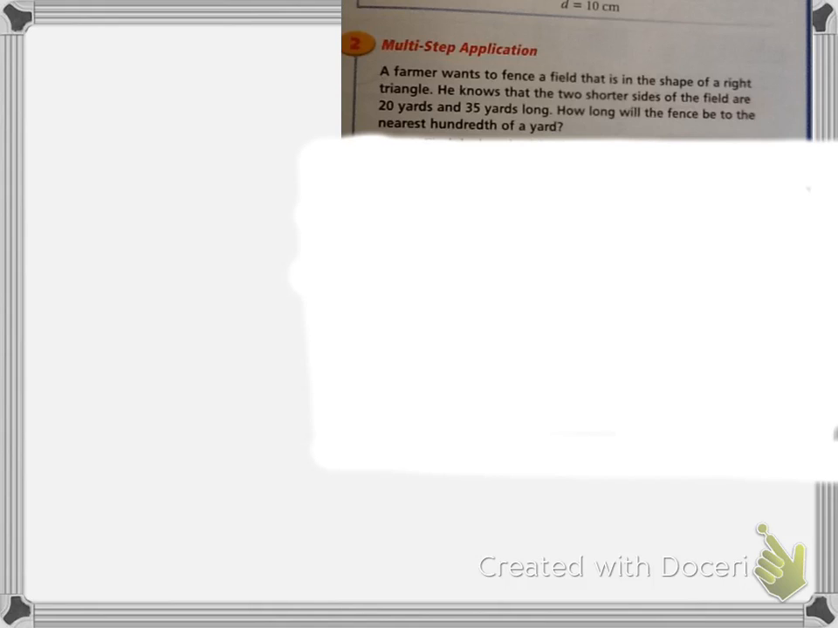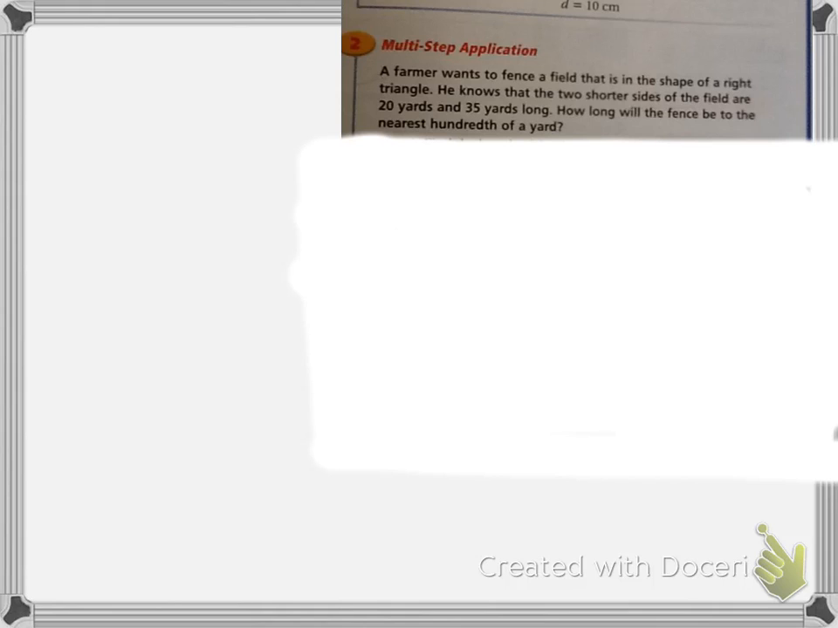So for this question, we're going to be reading about how to apply what we're learning in 9-2, which is finding the perimeter and area of triangles and trapezoids. So let's read the question. A farmer wants to fence a field that is in the shape of a right triangle. He knows that the two shorter sides of the field are 20 yards and 35 yards long. How long will the fence be to the nearest hundredth of a yard?